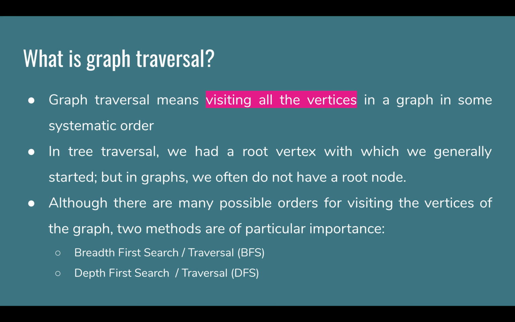And although there are many possible orders for visiting vertices of the graph, two methods are of particular importance. The first one is the breadth first search or BFS. The second one is depth first search or DFS. And these processes are also called breadth first traversal and depth first traversal. Both are the same. We will be using the abbreviated terms quite often, that is BFS and DFS, for breadth first search and depth first search.